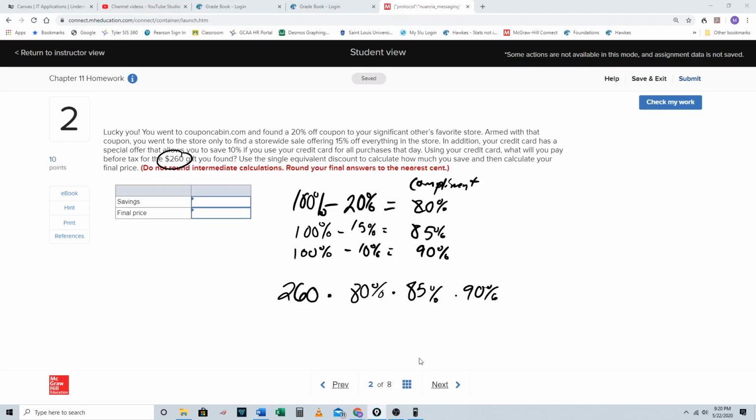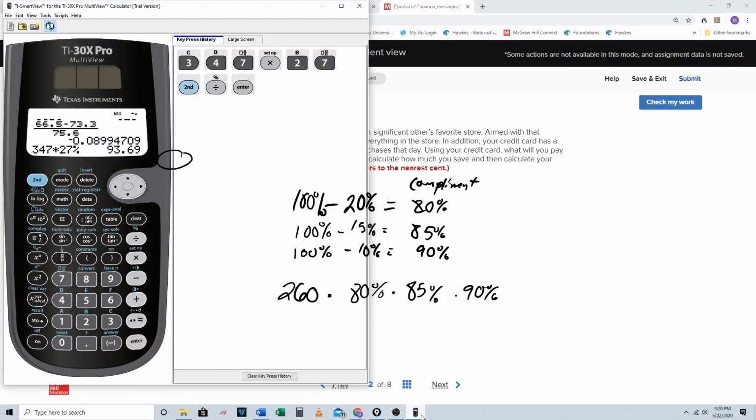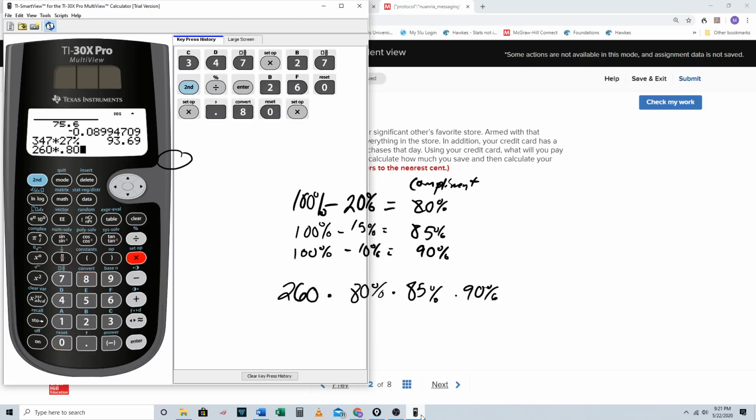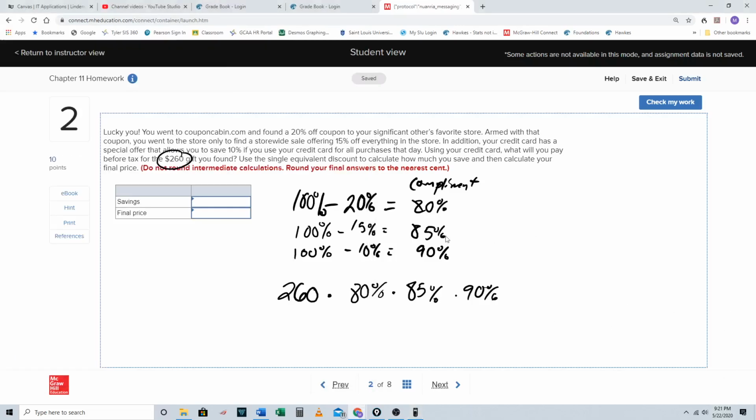We're going to put that in the calculator. We're going to take 260 times, I'm just going to use the decimal version, 0.80 times 0.85, because it's just a lot easier to type in, times 0.90. Okay, and again, if you want to do percents, that's fine. I just like using the decimal version. All right. So the final price is $159.12.